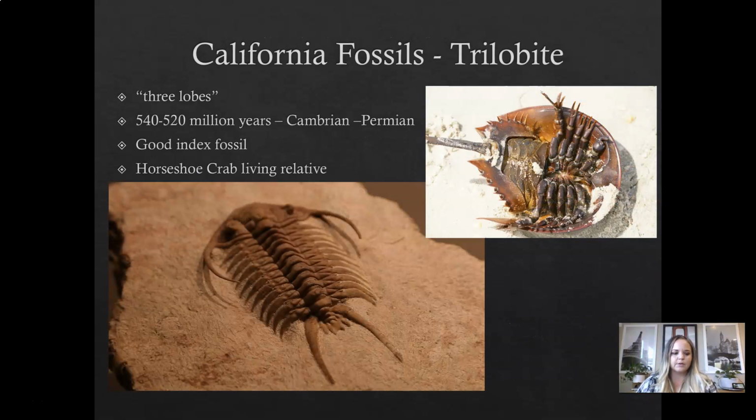Okay, so now I'm going to go through each of these California fossils. The first one that we're going to talk about is the trilobite. This is named for having 3 lobes. It lived from about 540 to 520 million years ago, from the Cambrian to the Permian. So a fairly short amount of time, but it also lived very widespread around the globe. So we consider this to be a good index fossil. An index fossil is something that lived for a short period of time, but very widespread globally. And the living relative right now is the horseshoe crab.